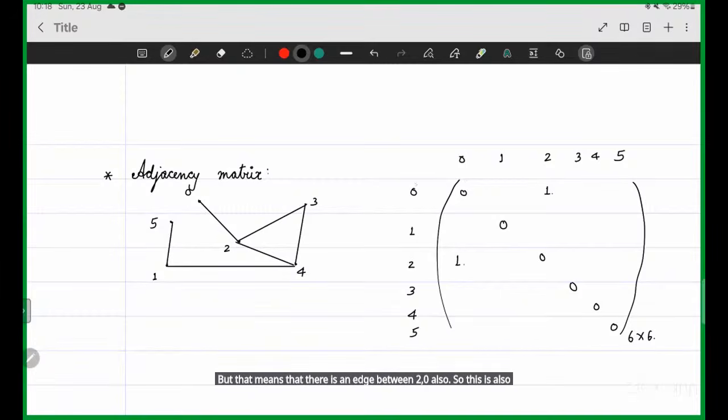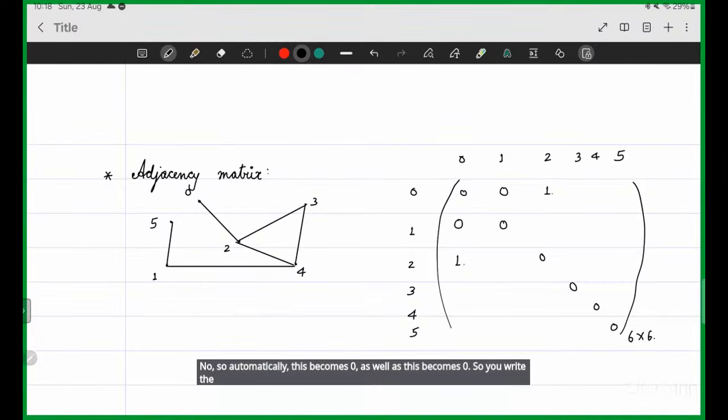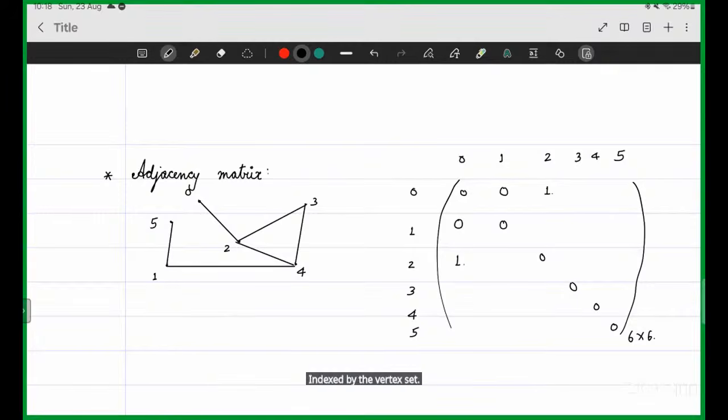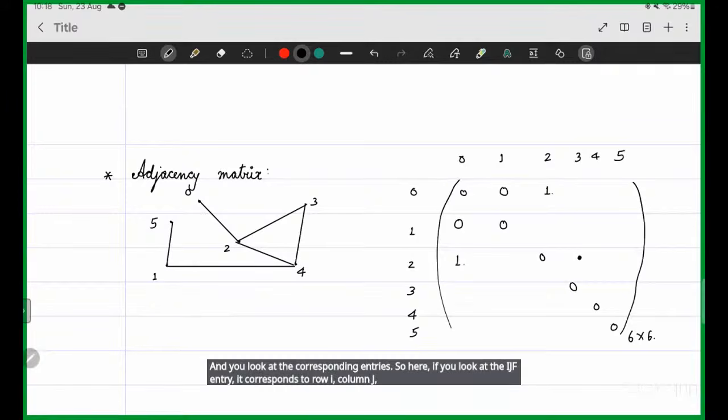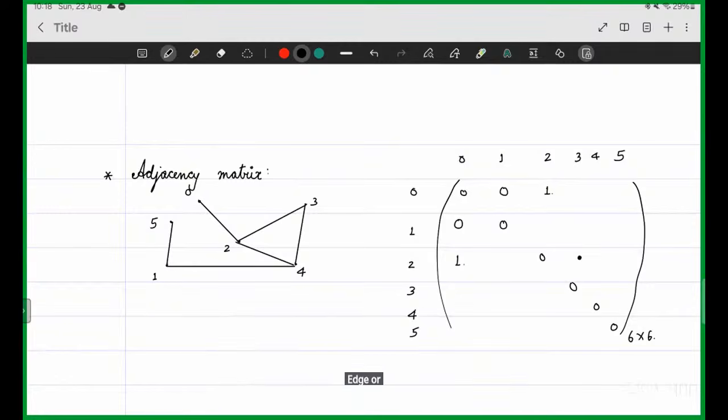Look at the vertex 0 and the vertex 1. Is there an edge between them? No. So automatically this becomes 0 as well as this becomes 0. So you write the rows and columns of the matrix indexed by the vertex set, and you look at the corresponding entry. If you look at the ijth entry, it corresponds to row I, column J, which means it is vertex I to vertex J, whether there is an edge or not.